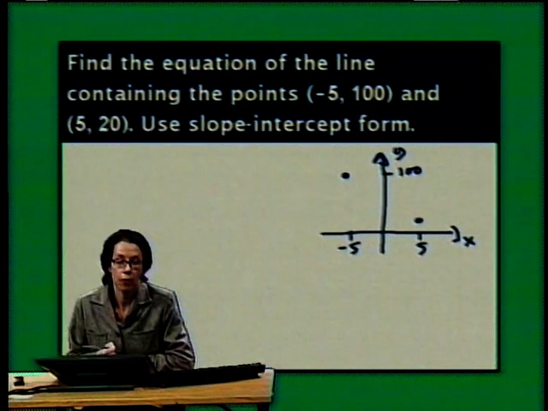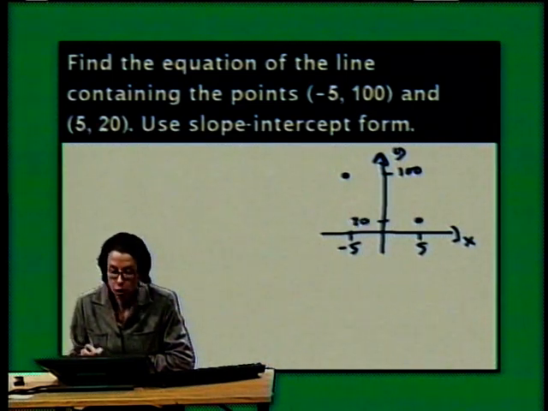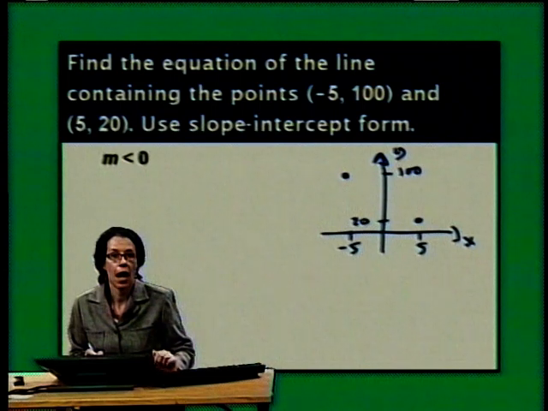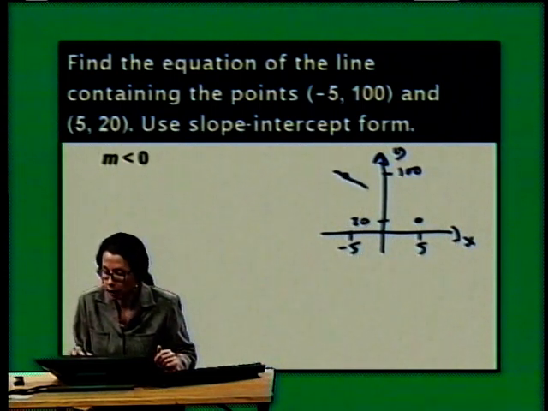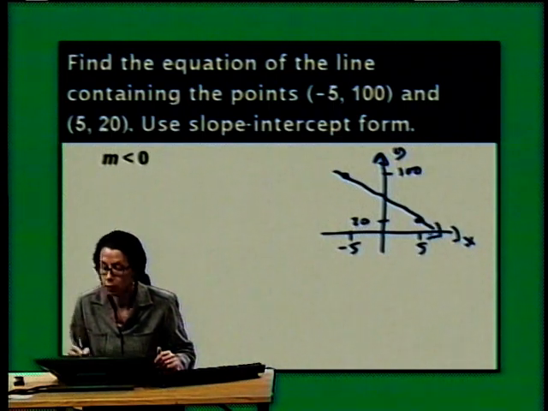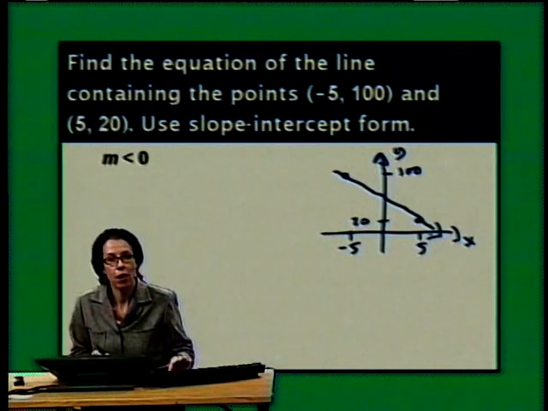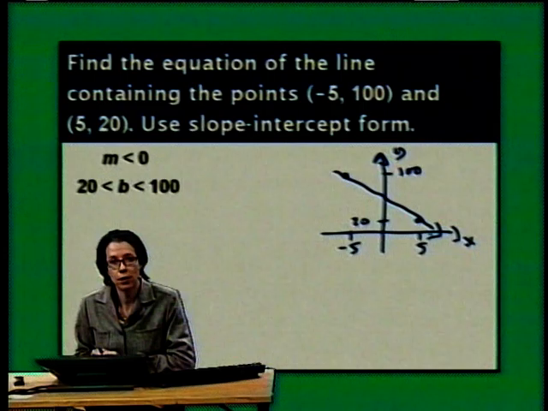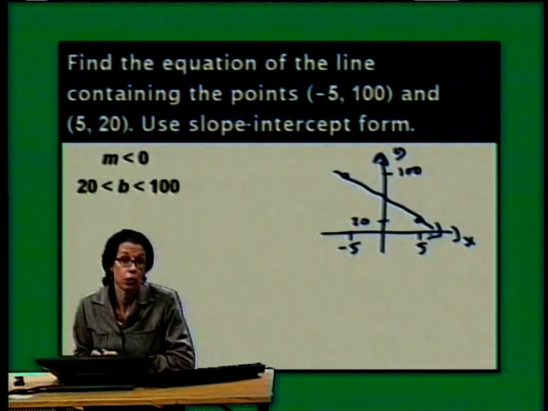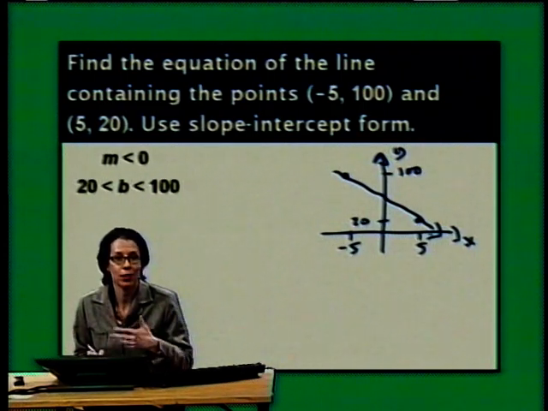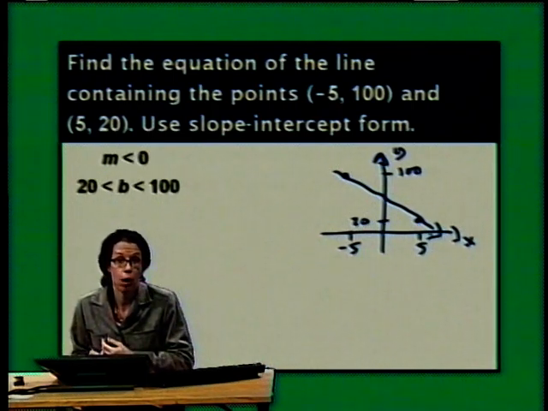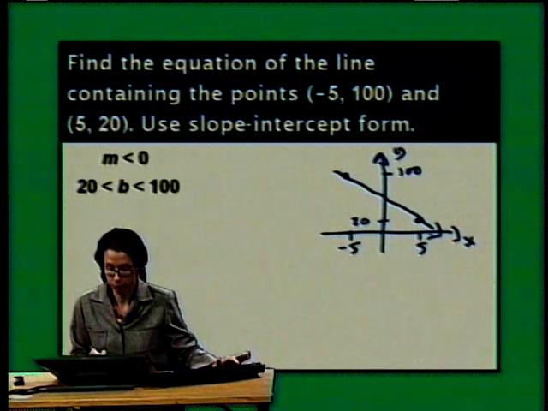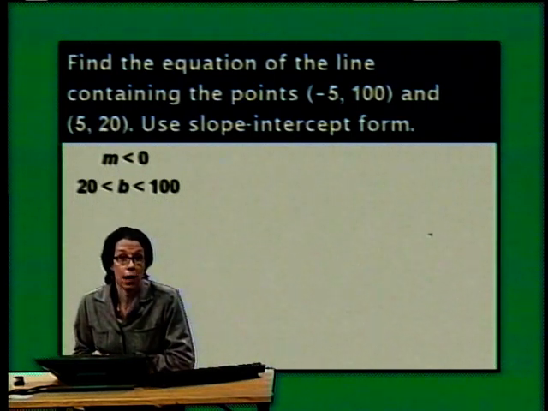So making a rough sketch, I notice 2 things. I notice that the slope m should be negative because my line will be decreasing from left to right. I also notice that my vertical intercept will be somewhere between 20 and 100. Having this rough sketch gives me an idea of whether or not I'm in the right ballpark when I do the computation. So let's do the calculation.